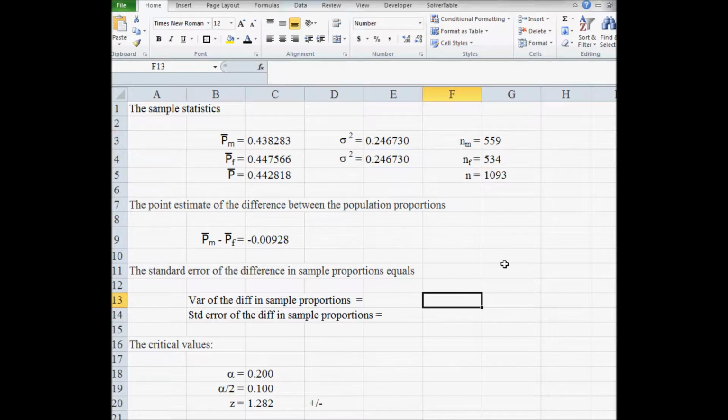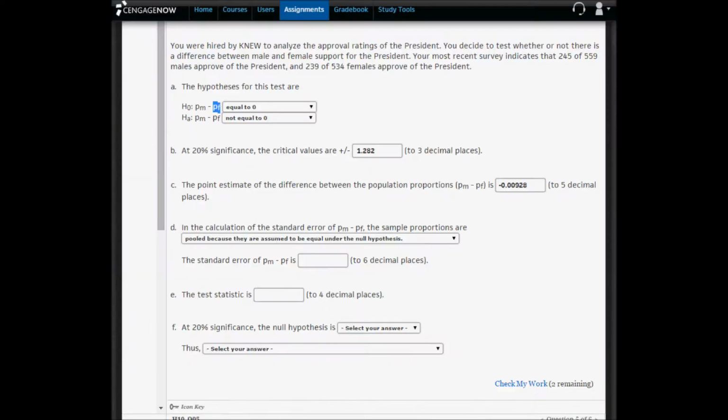The variance of the difference in sample proportions is equal to the variance of the underlying male variable divided by the sample size plus the variance of the female underlying variable divided by its sample size. The standard error is just the square root of that. So this is the pool standard error for the differences in sample proportions. We're going to copy this to 6 decimal places and paste it into Cengage Now.